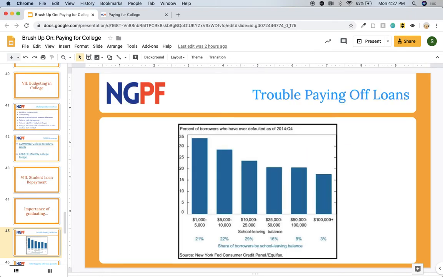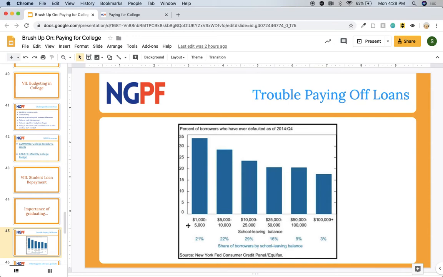So this chart here, which I think is from one of our data crunches, really highlights the importance of graduating. You'll notice that this is a chart that talks about the percent of borrowers who defaulted from 2014. And you'll notice something that might be a little bit counterintuitive, that the students who had the least amount of debt had the most trouble paying it off. I think a lot of us would probably think the students with the most debt had the most trouble paying it off, but it's actually the opposite.